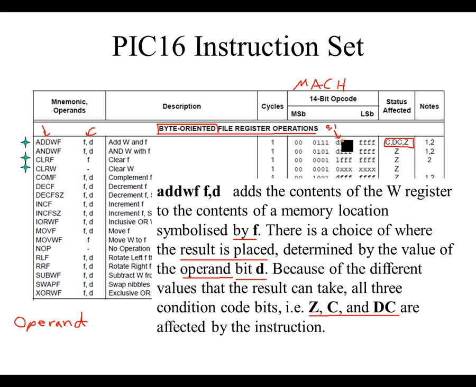So let's say you have a location 05 in RAM that has a value. 05 is the address location. You would put 000 0101, because that's the binary for 5.